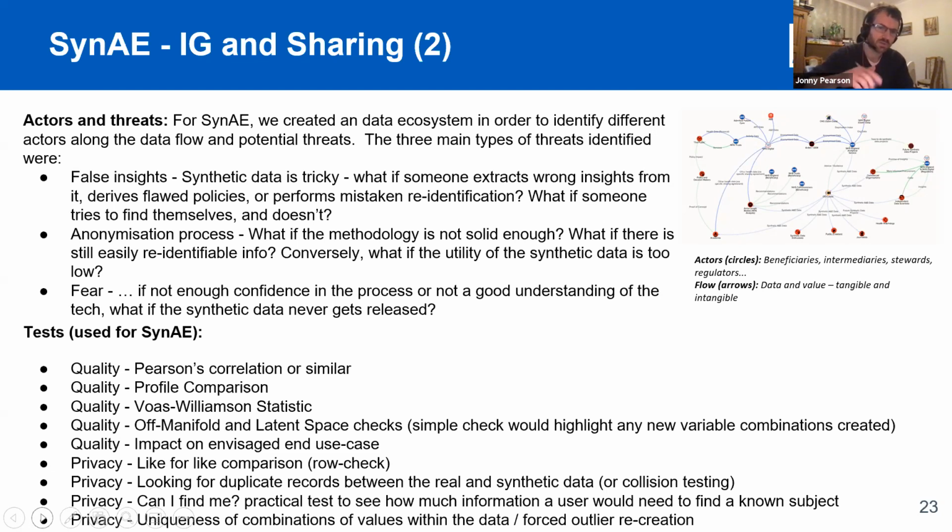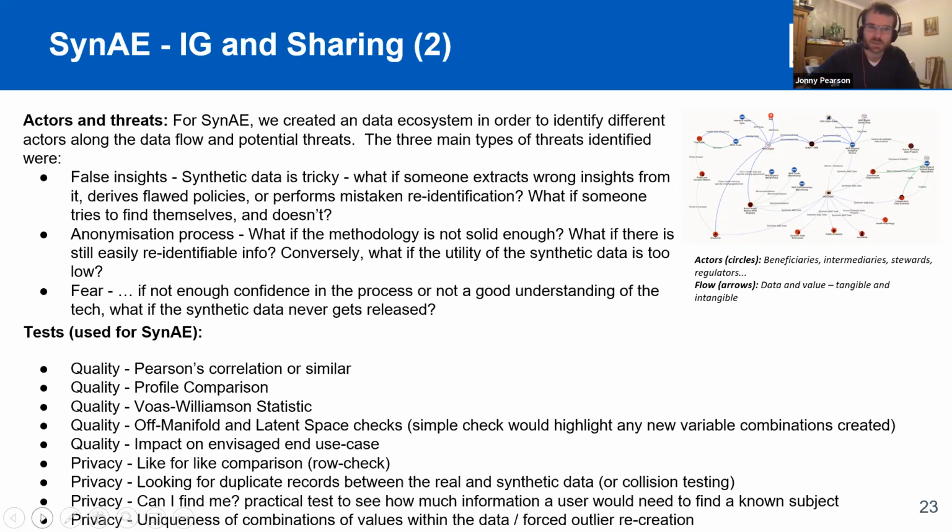The tests which we used, I've listed some of them there. 5 quality tests, 4 privacy tests. You can see they're all very simple. Pearson correlation to look at your variable relationships and that they've been maintained. Profile comparison, I've mentioned we use the Voris-Williamson statistic. The off-manifold and latent space checks for SynA&E were extremely simple. It was simply to check any new variable combinations that had been created.